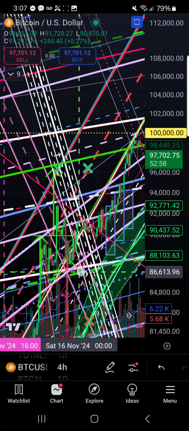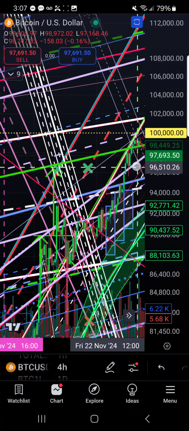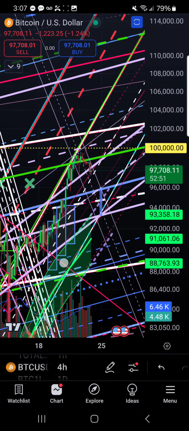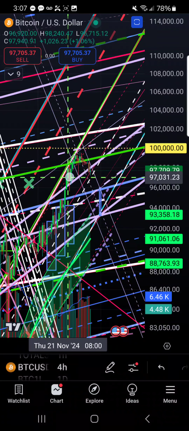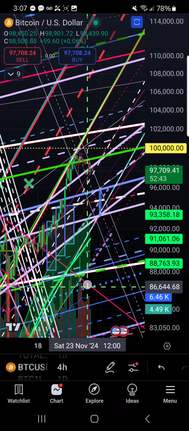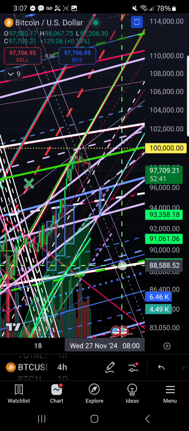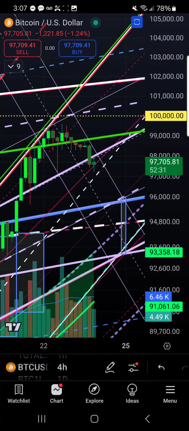You can see clearly right here that we held it as support. And when we did, we came up here, and the 100K is right around the top of the channel. And we're seeing a rejection there. And I'm thinking that we could come all the way back down to the bottom of that channel, and that's around 88.